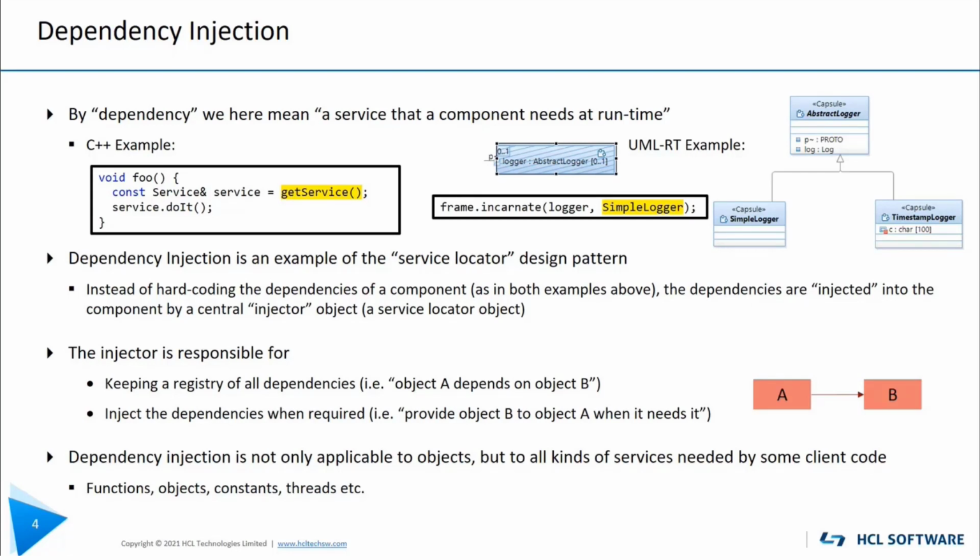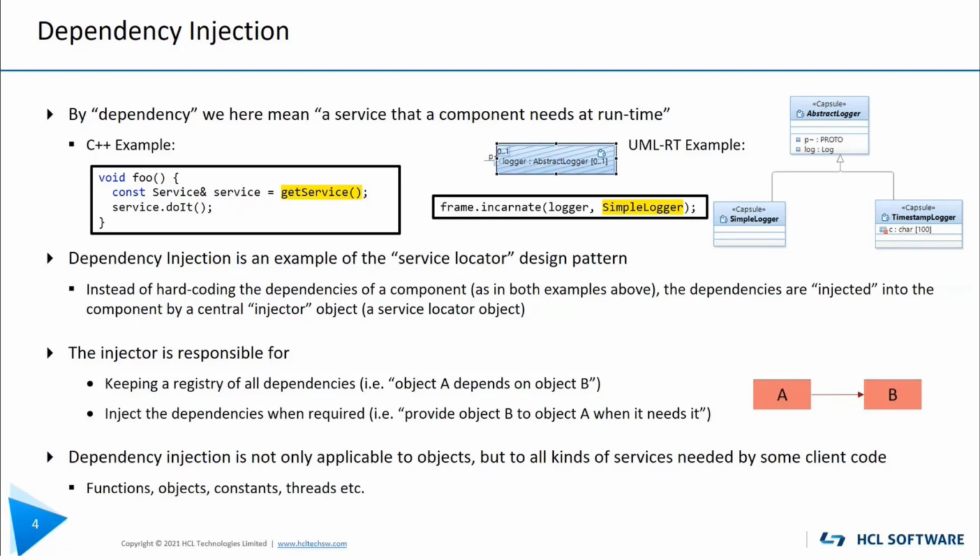To the left, you have a C++ example of a function foo, which inside its implementation calls another function, getService, to get some object which it then will use. And obviously here you have a dependency that the function foo needs or depends on: the getService function.